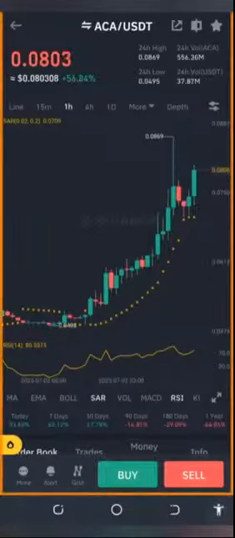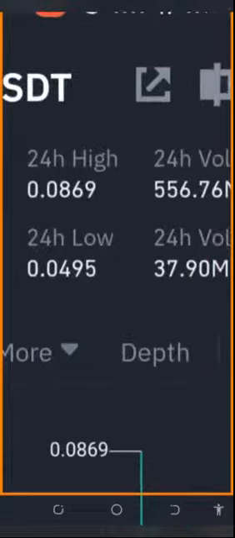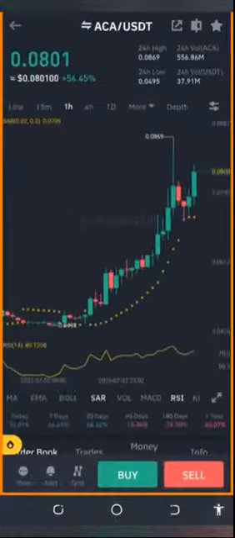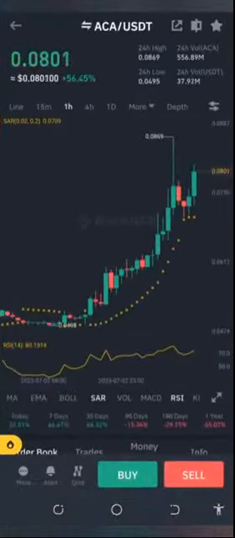Now, first thing you gotta check the 24-hour high, which was 0869, which was cool. The 24-hour low, that means it's really volatile, right? Look at the volume, 37.9 million. Oh my gosh. Now, this is good. These are the two things that we need to really check, right? Then you check whether it's pumping. Once it's pumping, as you can see here, all you just have to do is take the trade, buy, and then set a conservative sell limit.